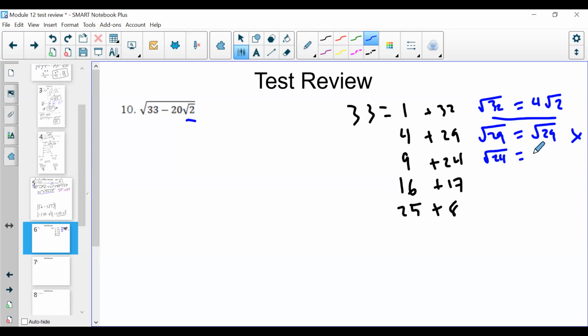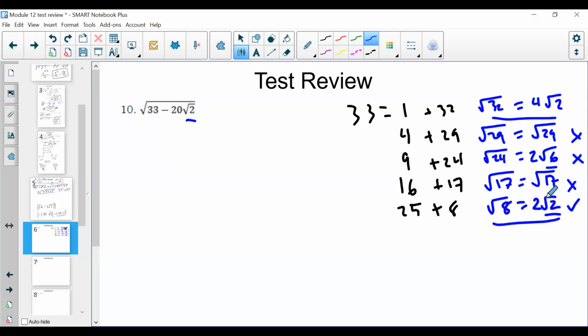The square root of 24, that's 2 root 6. That does not end with a root 2, so that's not going to work. Square root of 17, that's prime, it's not going to reduce, it stays root 17, so we're not going to use that one either. And then for the square root of 8, that becomes 2 root 2, and that could work. So I have 2 possible solutions, 1 and 32 and 25 and 8. So what I'm going to do is break them up into both these scenarios and see which one gives me the 2AB value that I want of 20 root 2.